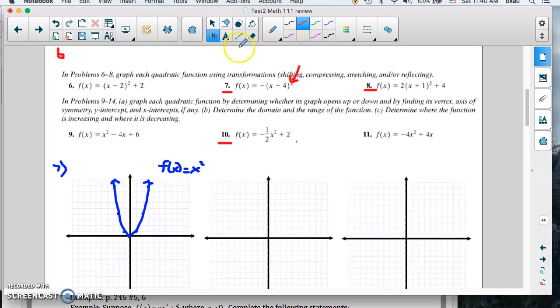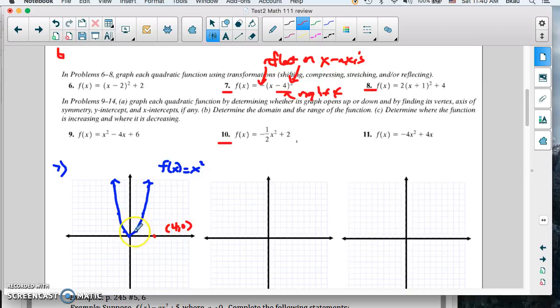Now we have 2 transformations on the first one, number 7. The first transformation is we're going to move it right 4. And then this transformation is going to reflect on the x-axis. We're going to do both of those things at the same time, because we just have to translate it down from where we move it to. So I'm going to move the vertex 1, 2, 3, 4 units to the right to this point. That would be 4, 0.